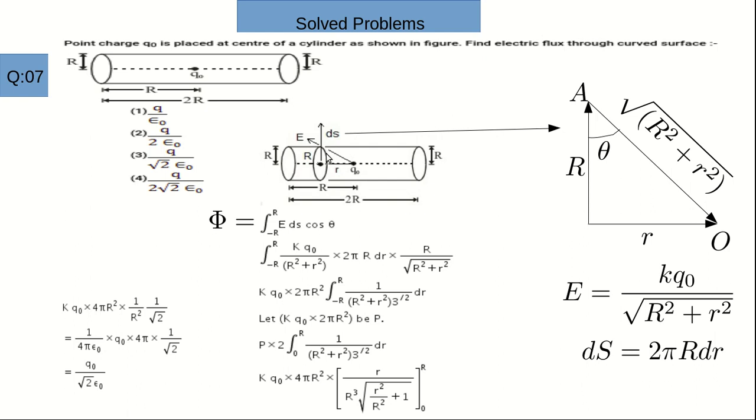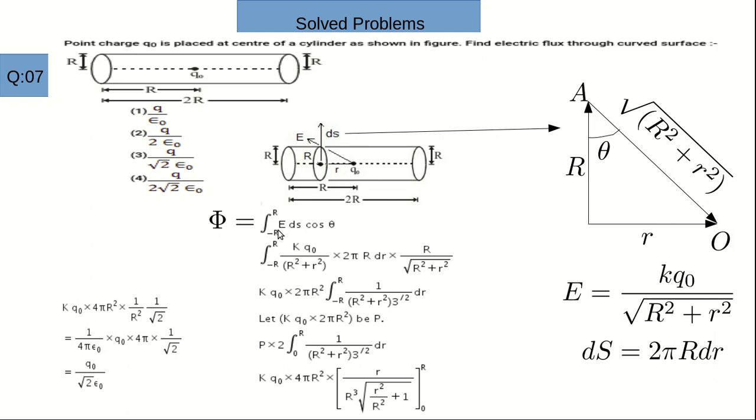Again, we need to find the electric field here. Curved surface means along this point. So here we need to find the electric field. At this point, the electric field, denoted by E, is k q naught by r square plus r square, because if this is the cylindrical radius, and this is some distance r from the position of the charge, this is the hypotenuse, which is r square plus r square, and so E is k q naught by r square plus r square.